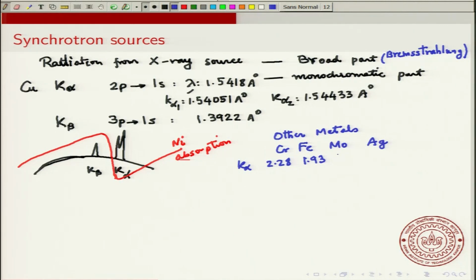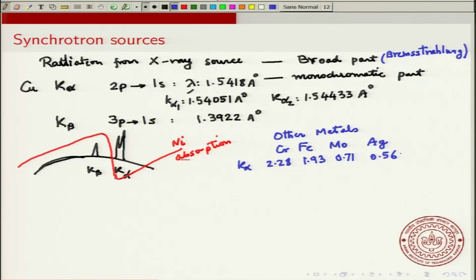molybdenum is 0.71 and silver is 0.56. Okay. So, as you go to heavier elements, the wavelength of K alpha will decrease, and the energy will increase.